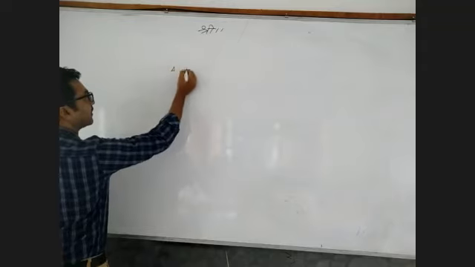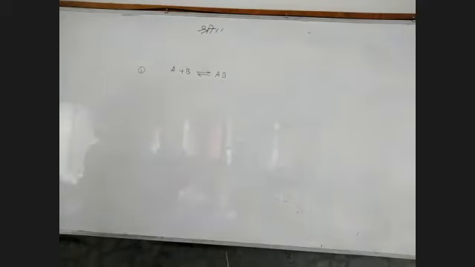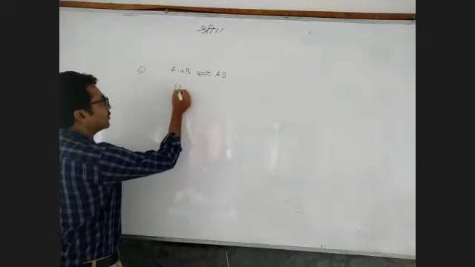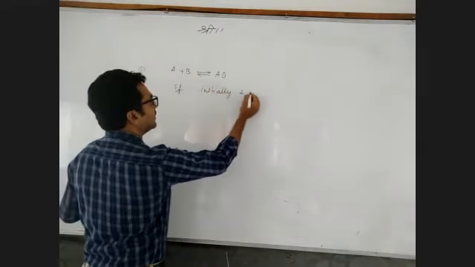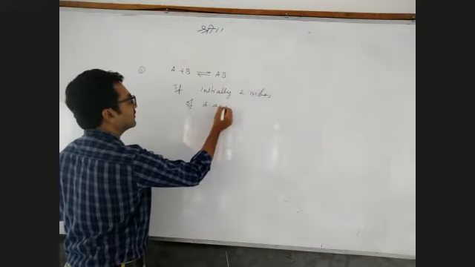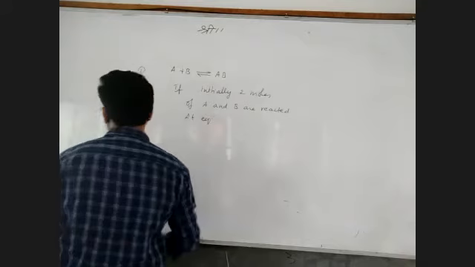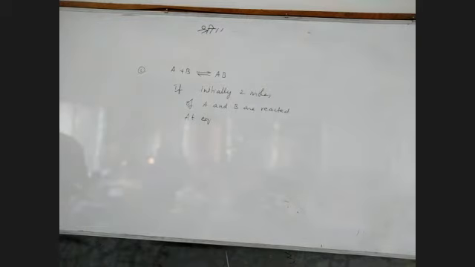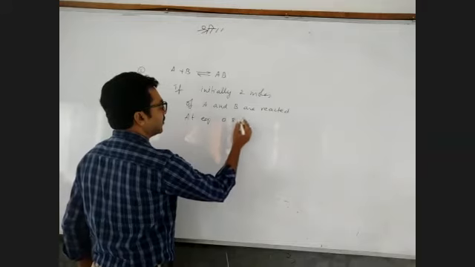A reaction A plus B gives rise to AB. If initially 2 moles of A and B are reacted, at equilibrium, 0.8 moles of AB is formed.